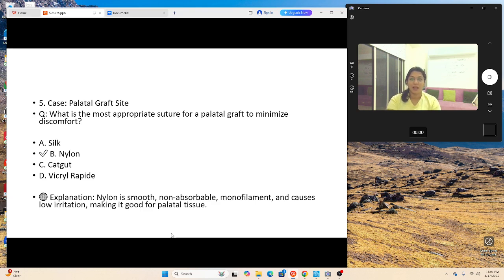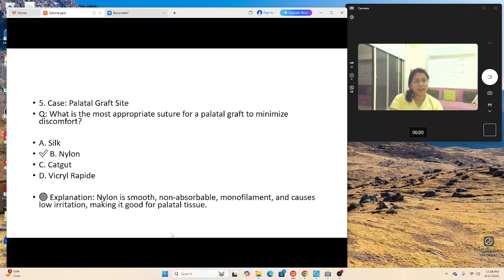Same way. What is the most appropriate suture? So, all the sutures are correct. To minimize discomfort, nylon, according to the research that is given and the sources that I have taken, is the correct answer. So nylon is a smooth, non-absorbable monofilament and causes low irritation. Sorry, not irrigation. I'm sleepy, I guess. Low irritation, making it good for palatal tissues.